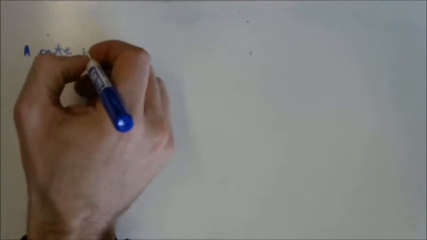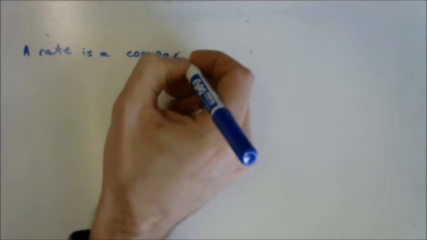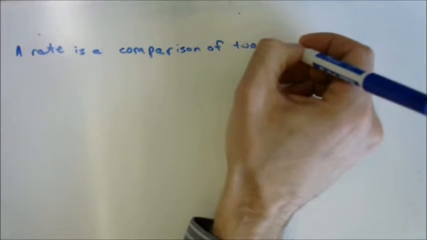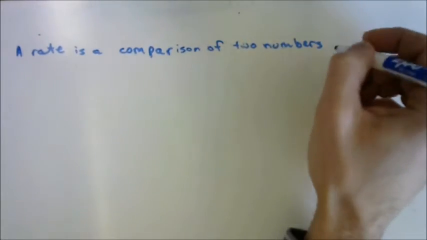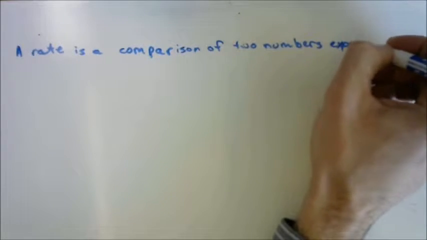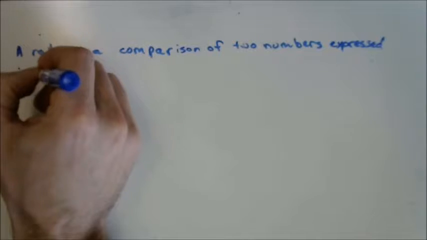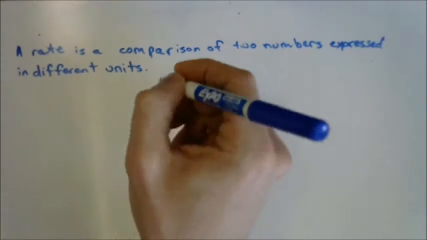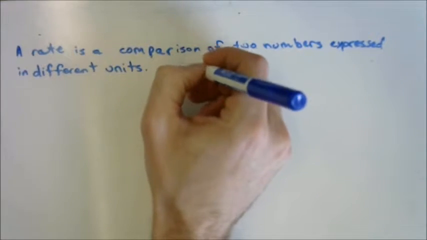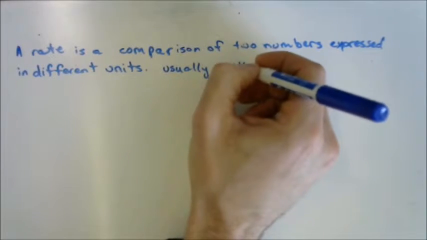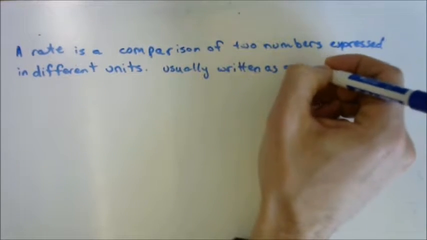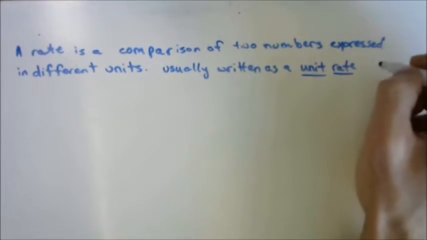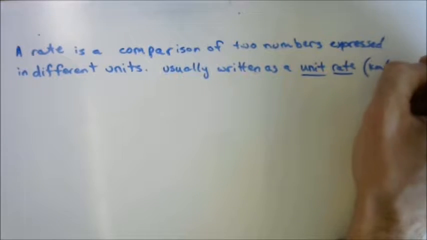A rate is a comparison of two numbers expressed in different units. Usually written as a unit rate. You can underline those things. And a quick little example there is kilometers per hour.